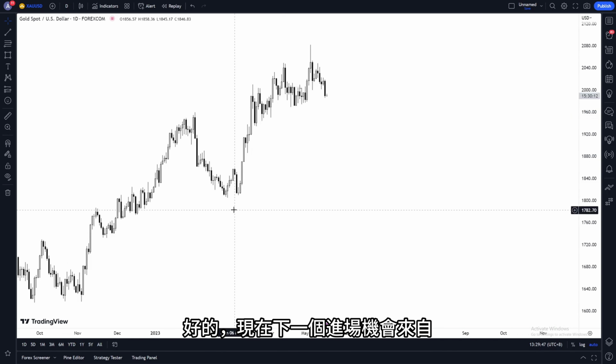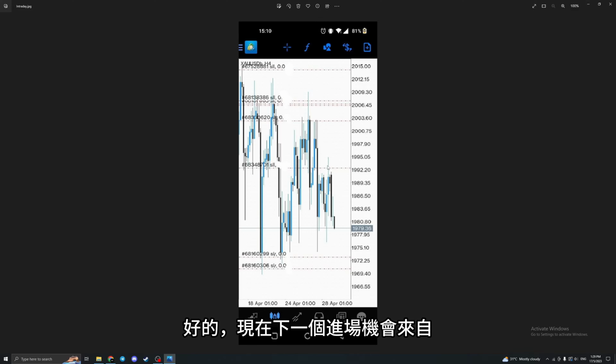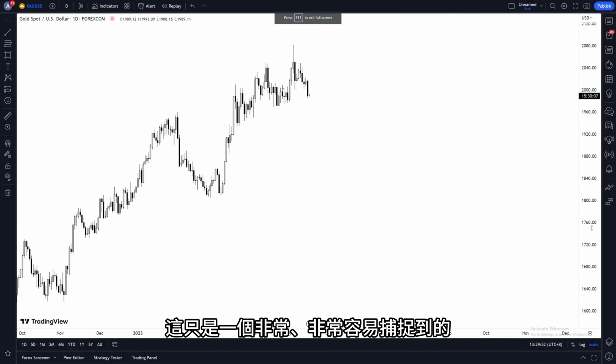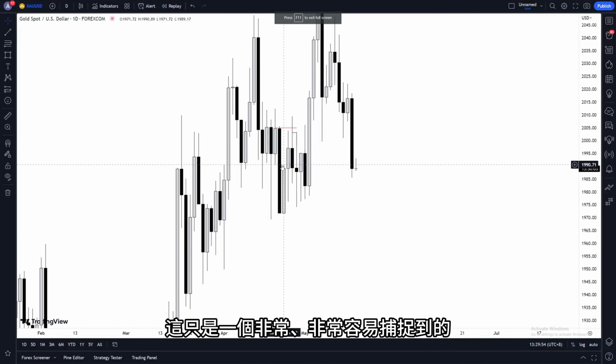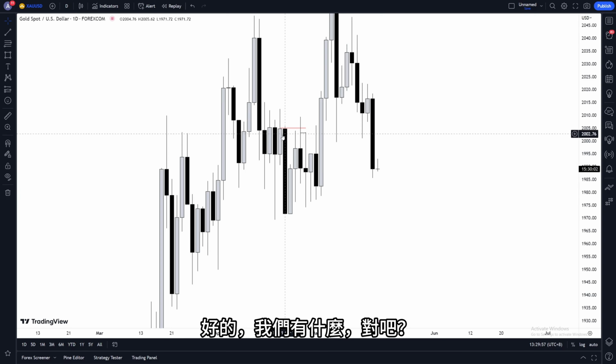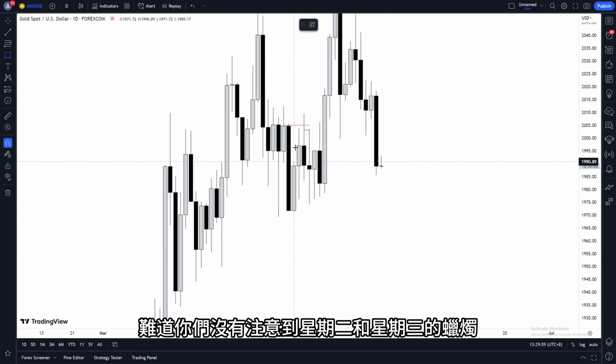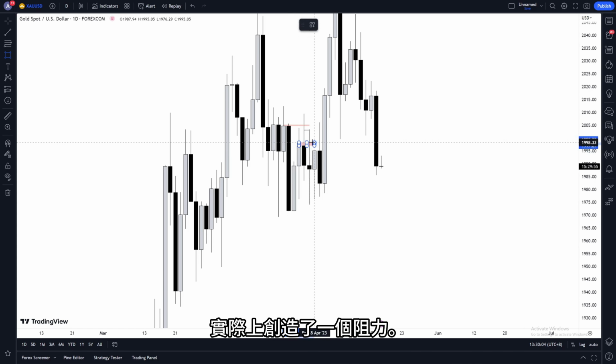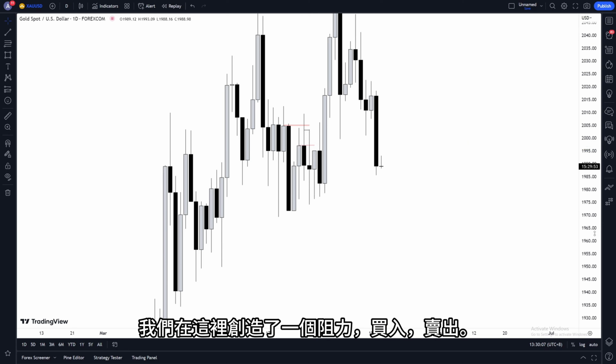Okay, now the next entry opportunity came in the form of this guy right here. This is just a really, really easy trade to pick up on. What did we have, right? Didn't you guys notice that the Tuesday and Wednesday candles actually created a resistance? Am I right, guys? We created a resistance right here.